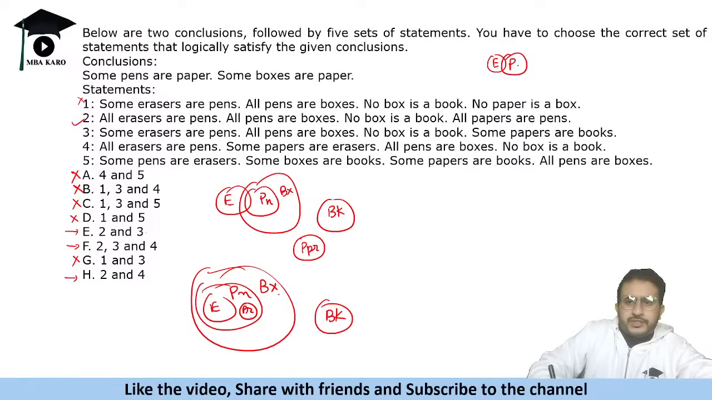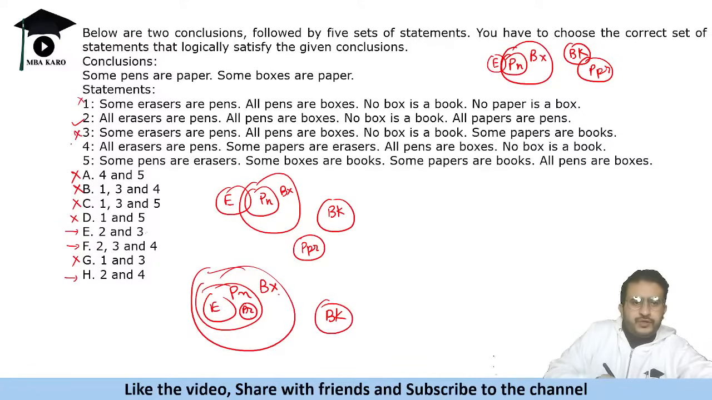All pens are boxes. No box is a book. And some papers are books. The conclusion is some pens are paper. Some pens are paper, not necessarily true.